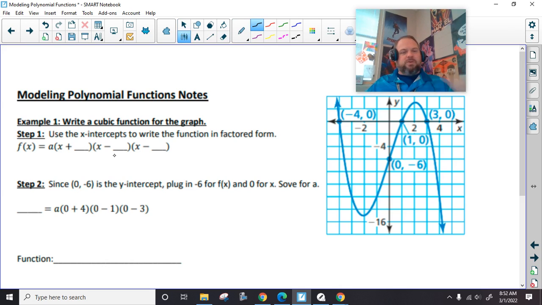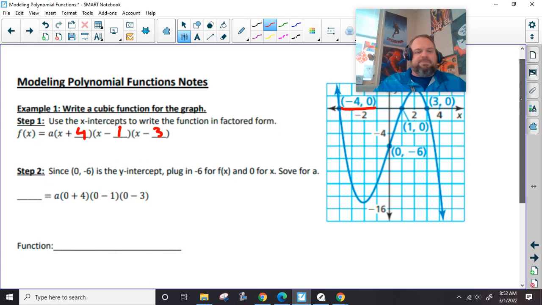So what we're doing is kind of the opposite of what we did previously, where we solved by finding the x-intercepts. Now, given a graph, we're supposed to find the equation. We have an x-intercept right here of -4, so we have to do the opposite and put in +4. This is a +1 and a +3, so we put those in like so.